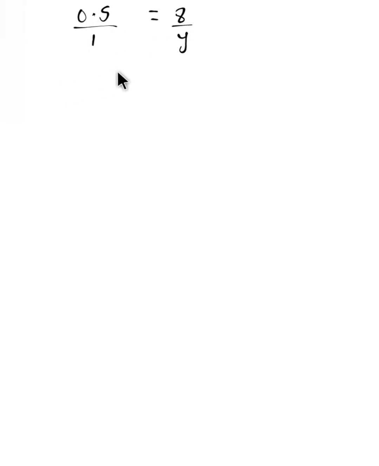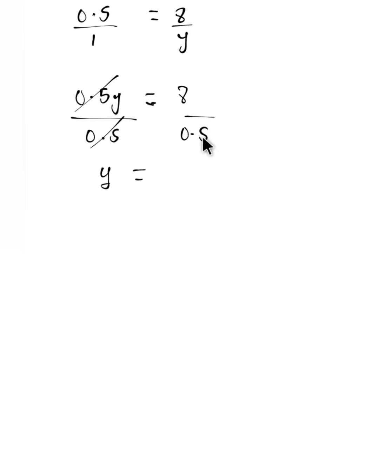0.5 is equal to 8 over y. 0.5 over 1, which is the same thing, we cross multiply. It becomes 0.5y is equal to 8. Now the next step, we divide both sides by 0.5. 0.5 cancels 0.5, y is equal to 8 over 0.5, which is 16, so y will be equal to 16 centimeters. That is the answer.